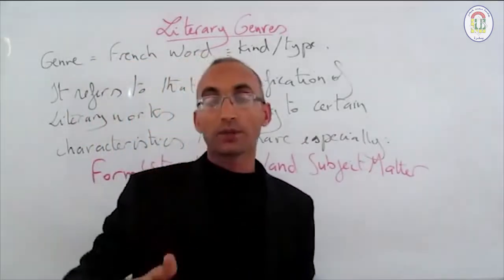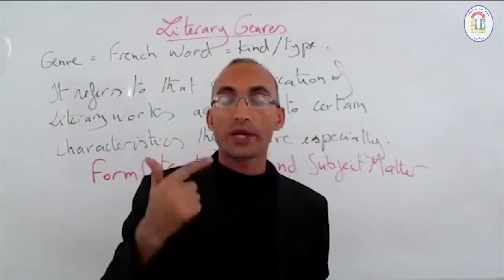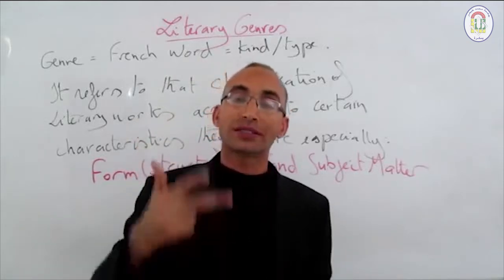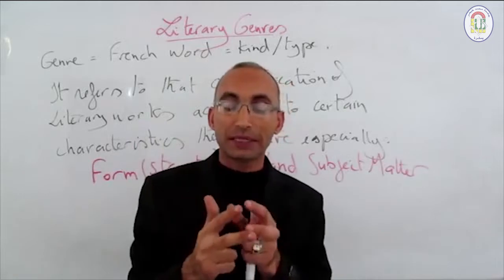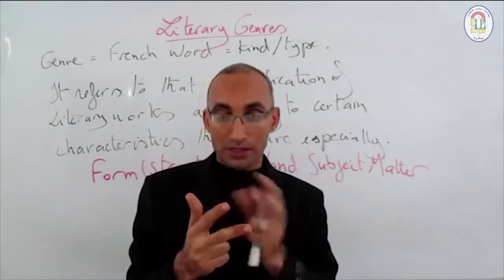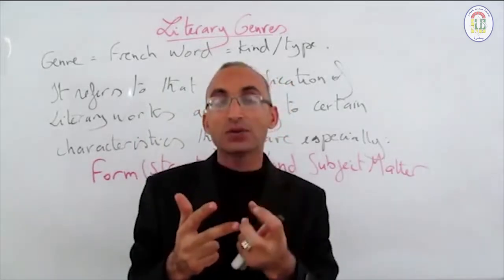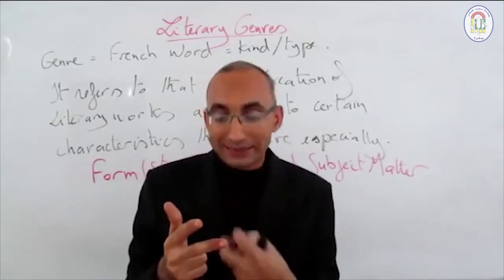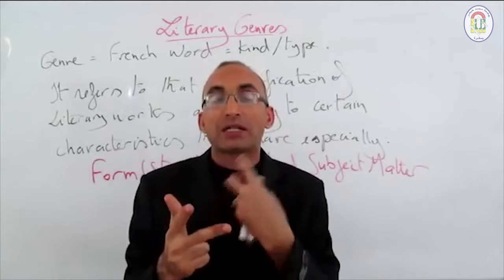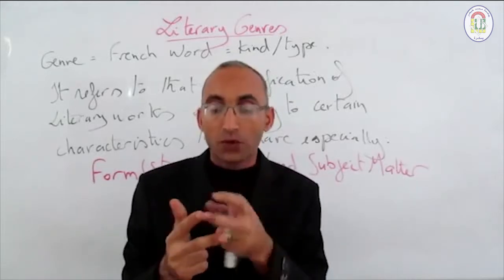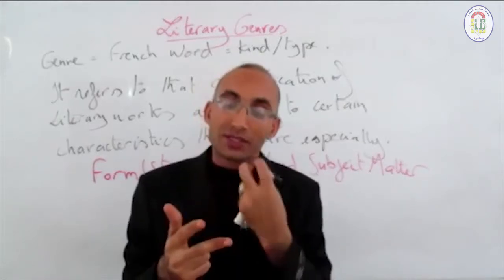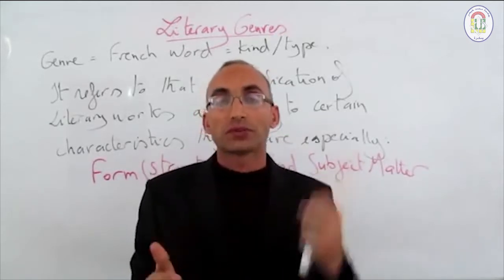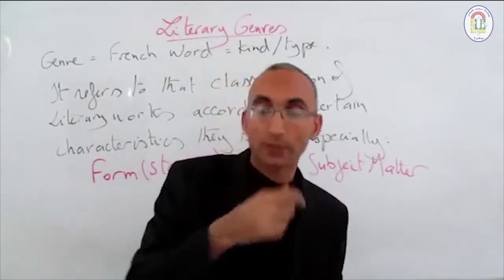We have what we call prose, we have what we call verse or poetry, and we have what we call drama. Now these three categories, each genre has its own characteristics, its own structure, its own form, its own subject matter, which is different from the other genres and which distinguishes it from them. Now let's start with the first genre, which is prose.